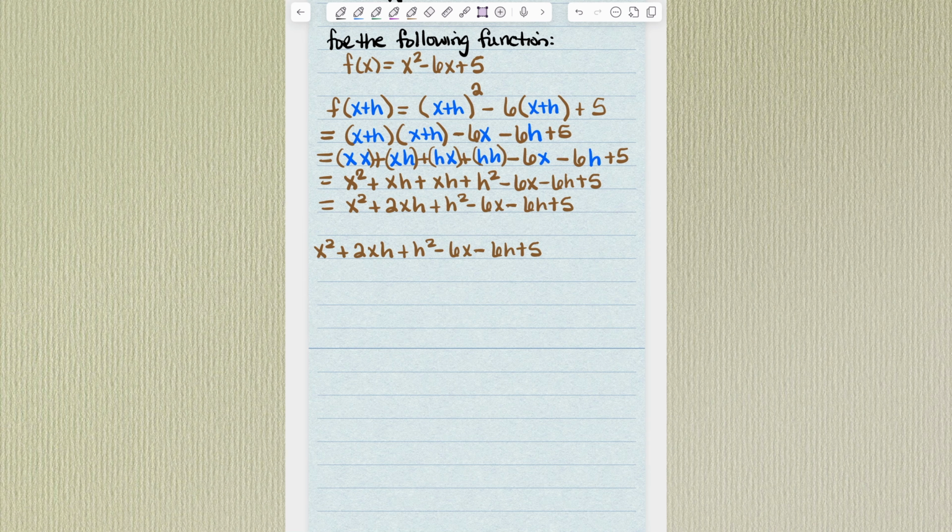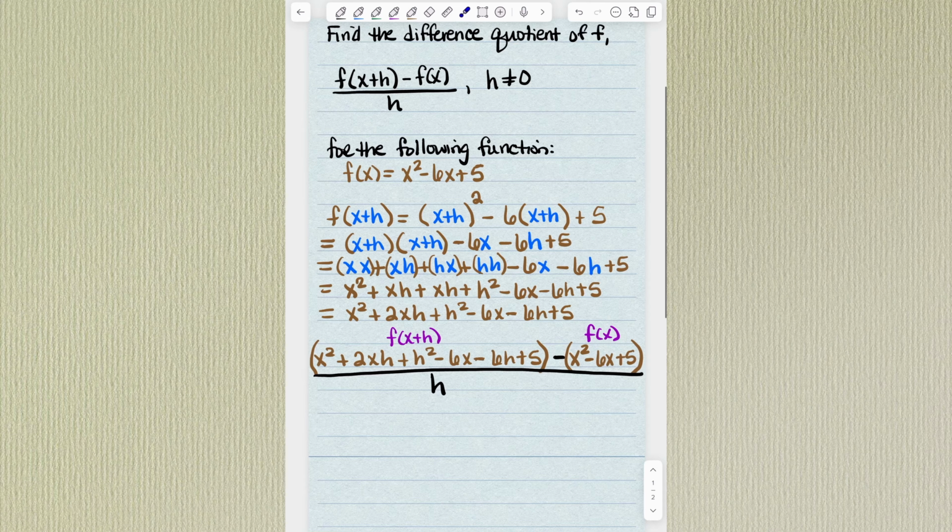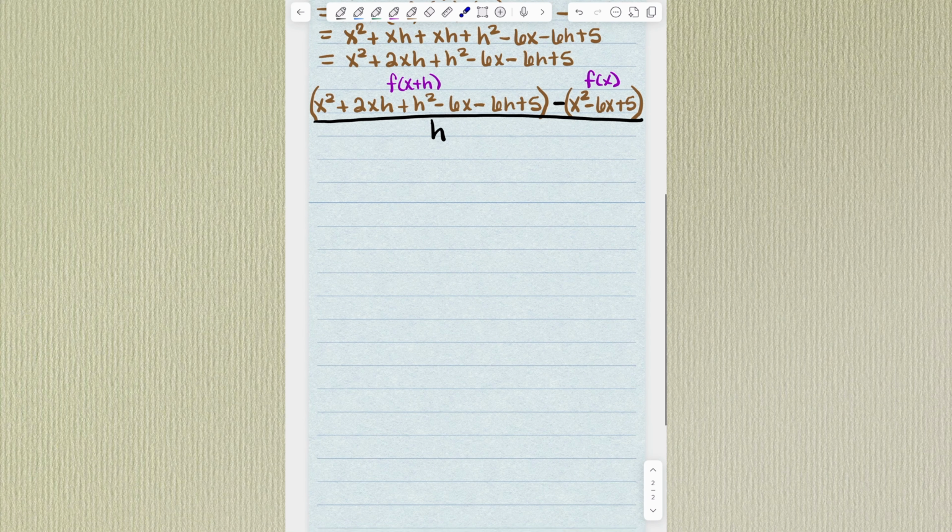Okay, so we rewrite the whole thing. This is f of x plus h, and we're going to minus f of x, right? So f of x is x squared minus 6x plus 5. This right here is f of x plus h. This right here is f of x. Okay, we're following the formula, and then we're going to divide it by h. So we've taken this and we've written out the full pieces. All right, let's keep going.